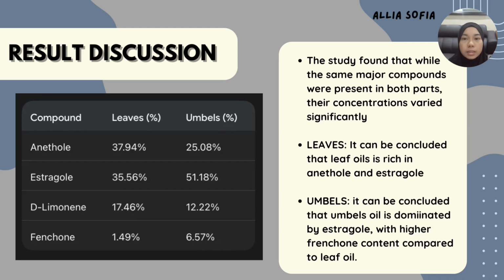From these results, it can be concluded that leaf oil is rich in anethole and estragole, which are important aromatic and bioactive compounds. For fennel umbel essential oils, the GC results showed a different distribution of compounds. It can be concluded that umbel oil is dominated by estragole, with higher fenchone content compared to leaf oil.